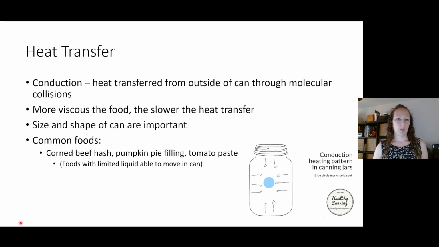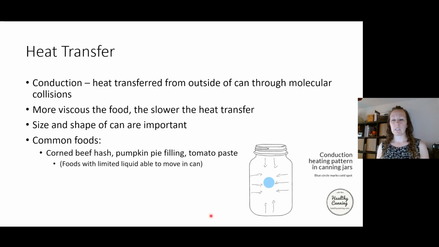So heat transfer. There are 2 main methods of heat transfer that are going to be occurring in our specifically commercial sterilization, which is what we're going to be focusing on right now. So the first method is conduction. And so this is where the heat is transferred from the outside of the can. You have heat coming in on all sides of the can because that can is going to be submerged in water. And so through molecular collisions, it will just slowly migrate to the most inner part of the can.